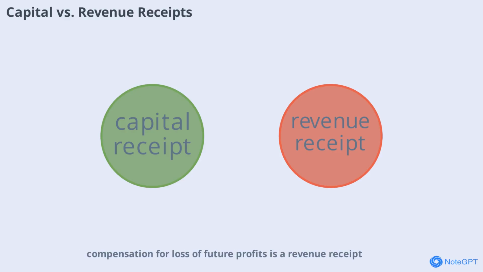For example, compensation for loss of future profits is a revenue receipt, while compensation for loss of a business source is a capital receipt. Understanding these principles helps ensure correct tax treatment and compliance with the law.